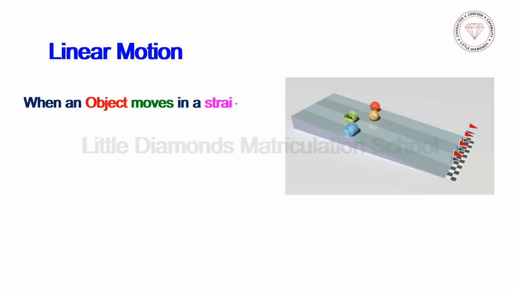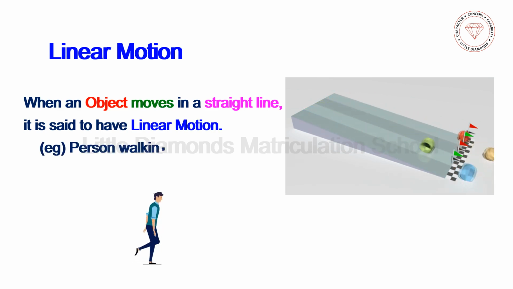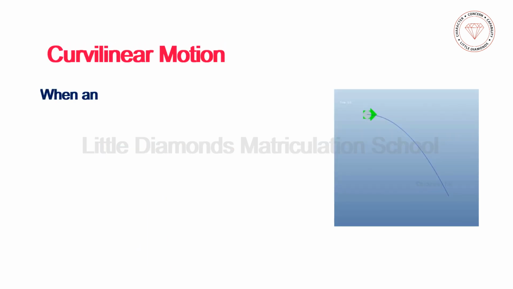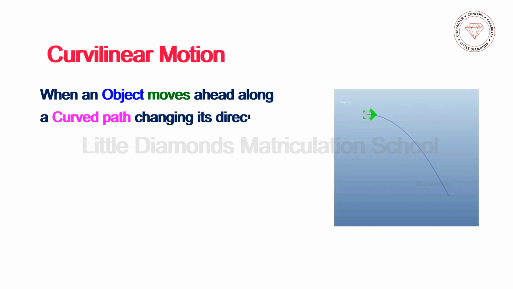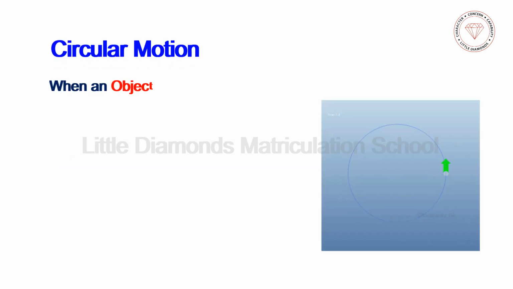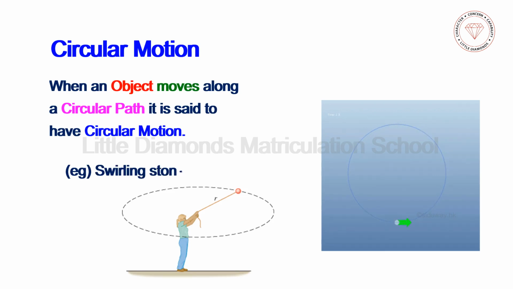Linear motion. When an object moves in a straight line, it is said to have linear motion. Example, person walking on a straight path. Curvilinear motion. When an object moves ahead along a curved path, changing its direction, it is said to have curvilinear motion. Example, motion of a ball thrown. Circular motion. When an object moves along a circular path, it is said to have circular motion. Example, swirling stone tied to rope.